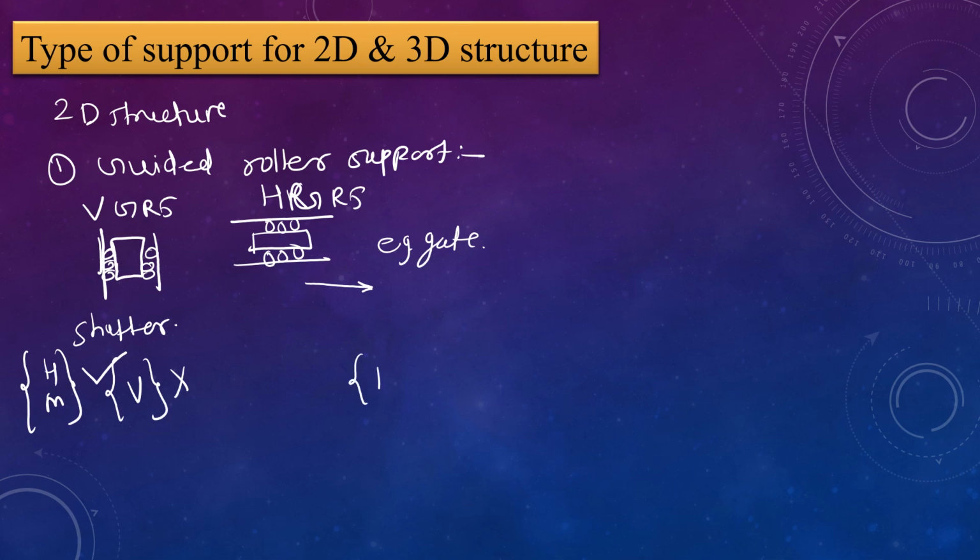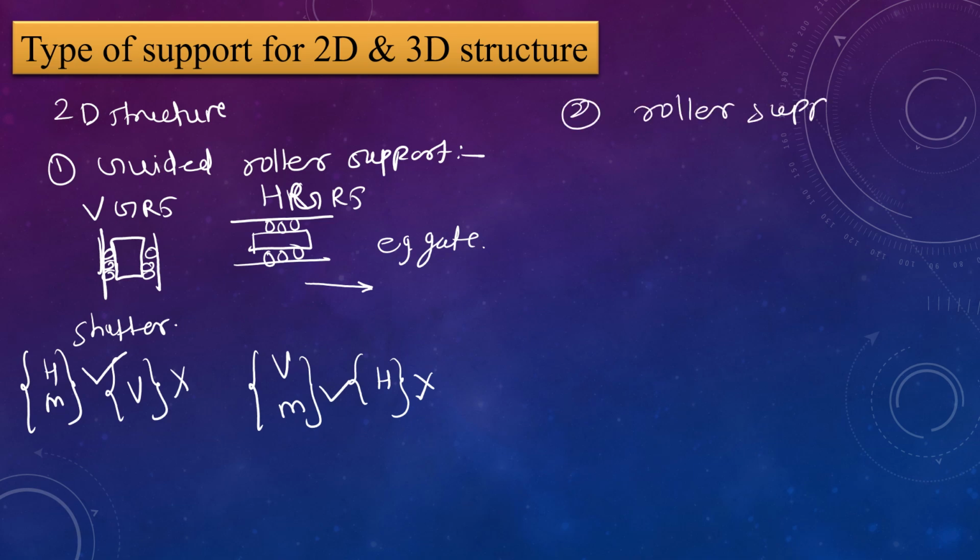That's why the horizontal force value is not present here, but the vertical and movement values are present here, which means it is prevented in vertical and movement. Okay, so these are the values for guided roller support. Then the next support is roller support.